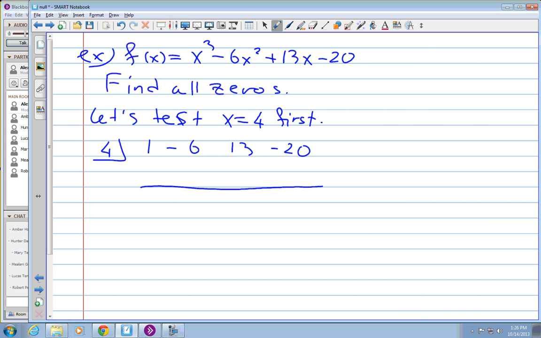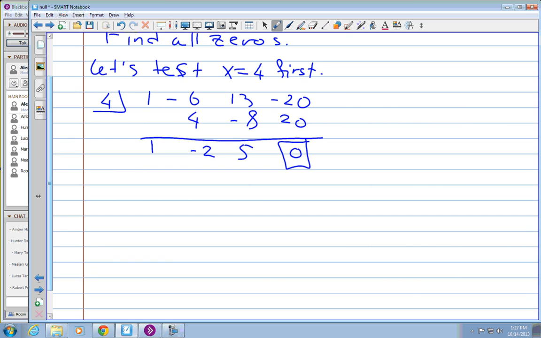So if we do the division, 1 falls through. 1 times 4 is 4, so 4 goes here. Then we add negative 6 plus 4 gives us negative 2. Then you multiply again. So what do you get? Negative 8. We add, we get positive 5. 4 times 5 is 20. So yes, it came out to be 0. So 4 works. X equals 4 is one of those zeros.